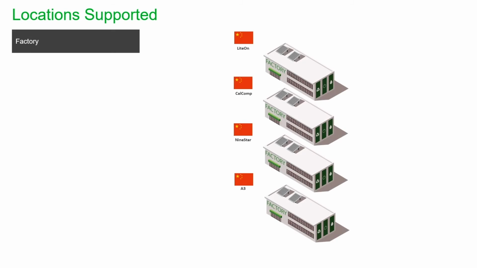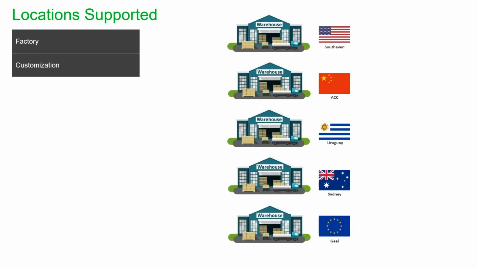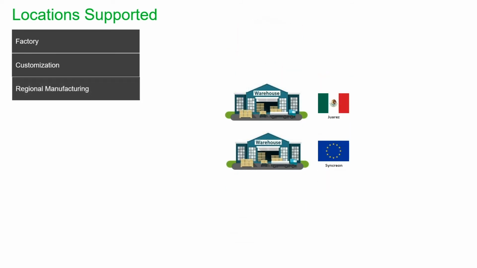Packaging engineering supports label printing at manufacturing sites worldwide. Printer manufacturing sites such as Lite-On, Calcomp, and 9-Star, worldwide customization sites in several different geographies, regional manufacturing for both hardware in Juarez and supplies in Poland, and also depot repair locations located in Juarez and Poland.